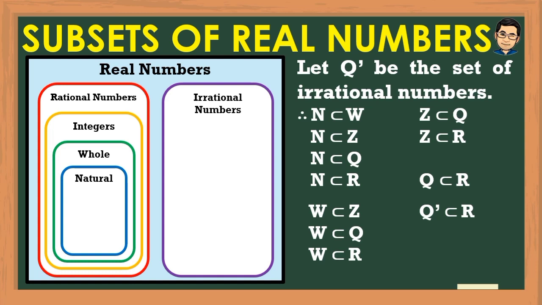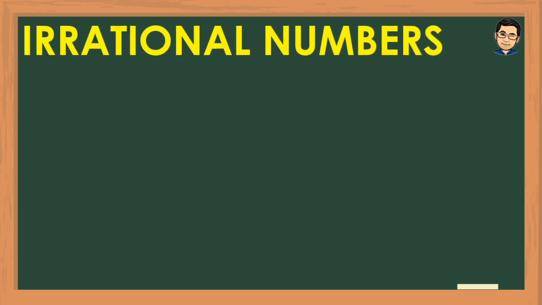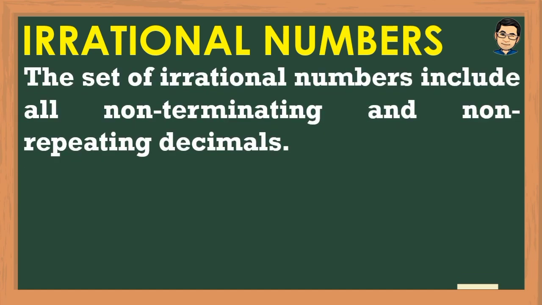So, what is the opposite of rational numbers? Of course, irrational numbers. Let Q prime be the set of irrational numbers. Irrational numbers are classified as real numbers. So, what are irrational numbers? Again, the set of irrational numbers includes all non-terminating and non-repeating decimals.